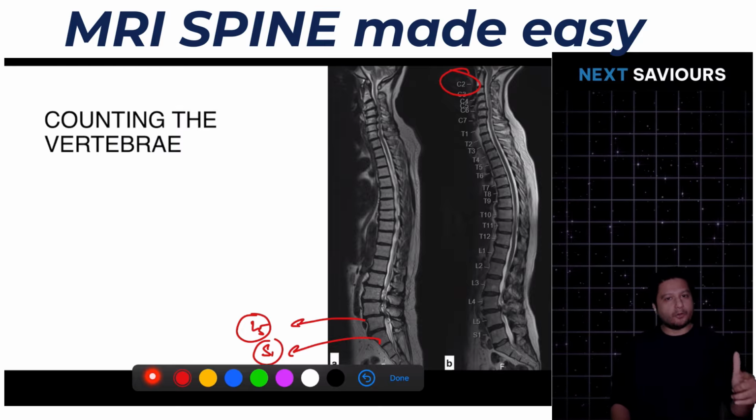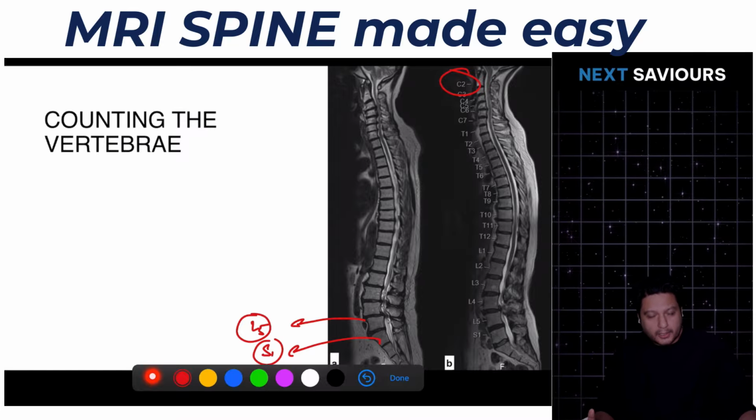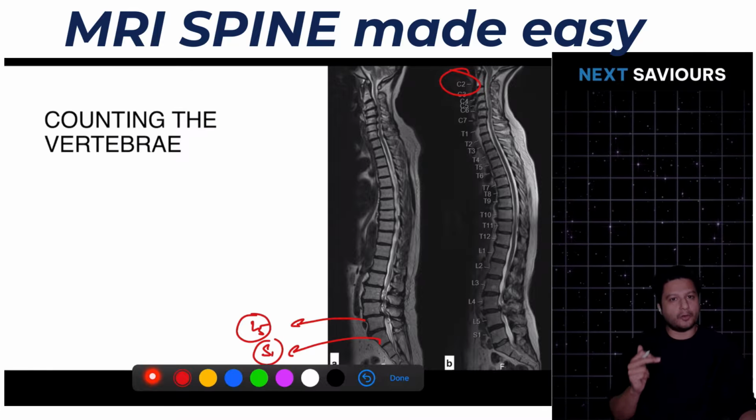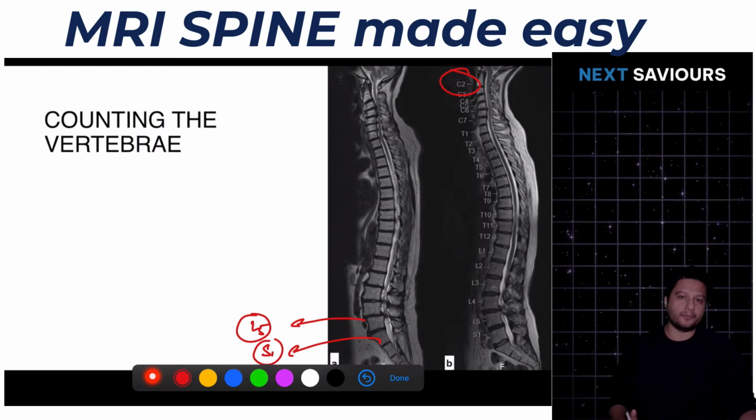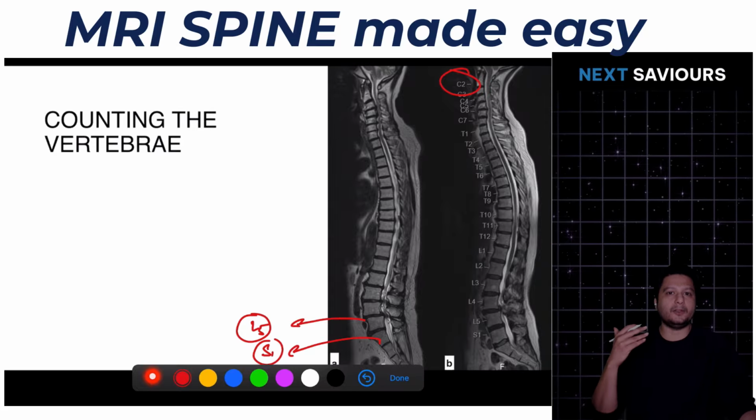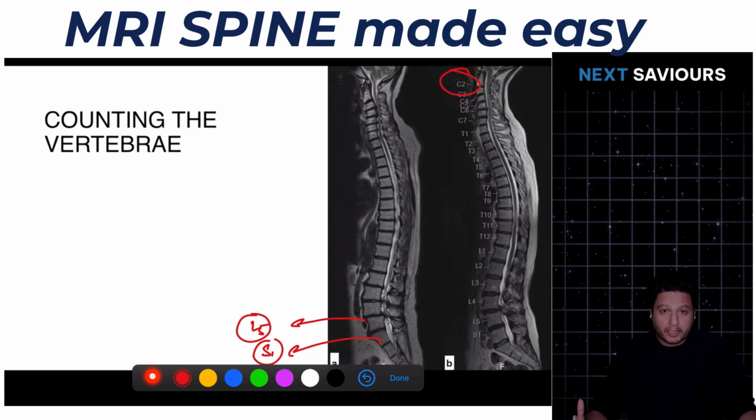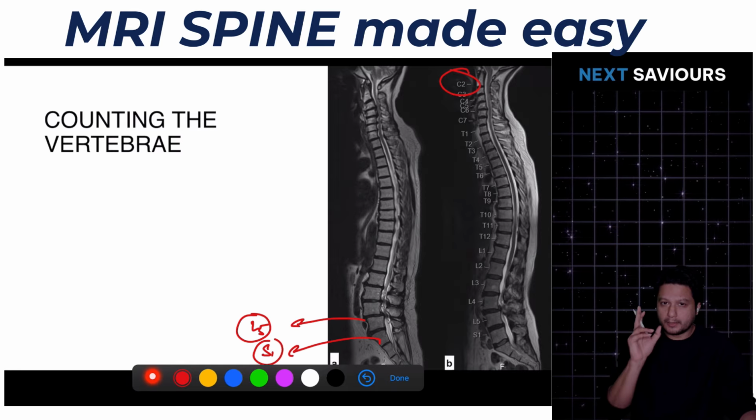So remember, counting the vertebrae, particularly by the radiologist, is always achieved from the level of C2, counting the vertebrae down from C2. That means 7 of the cervical vertebrae, 12 of the thoracic vertebrae, 5 of the lumbar vertebrae, and then you have to mark the S1. That is point number 1.